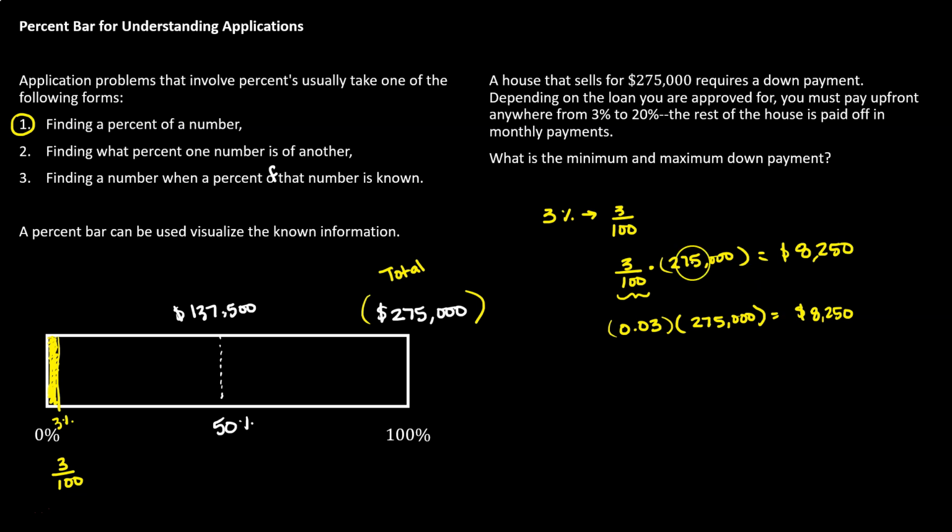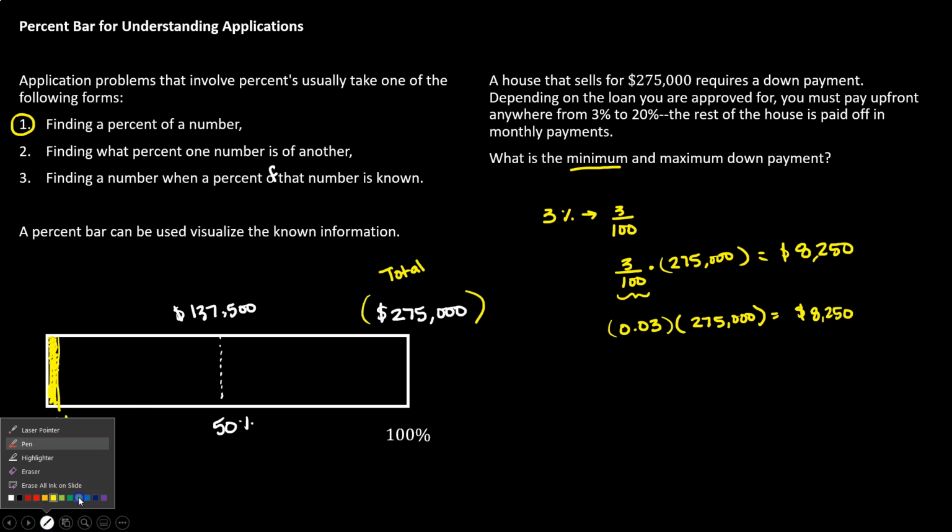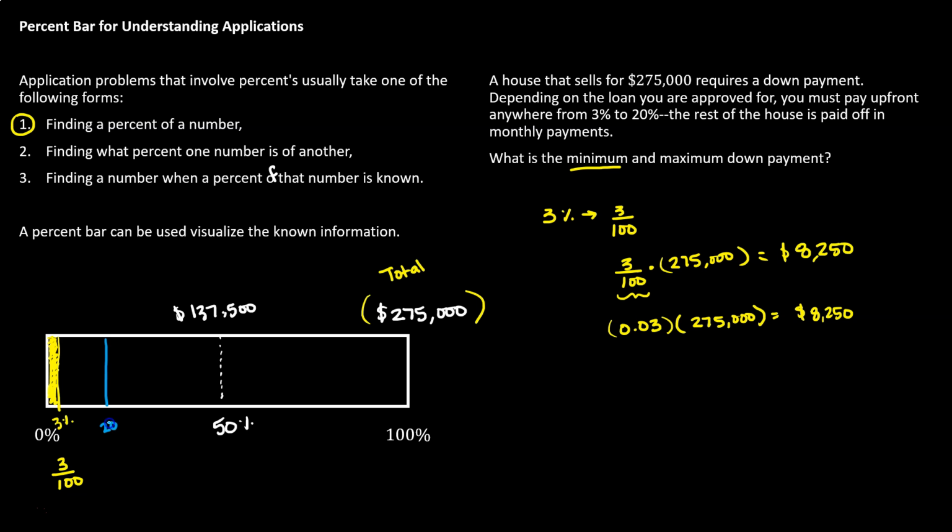So that's the minimum that we would have to put down on this house. Of course, we can put more down so that our loan is smaller. So maybe instead of 3%, we want to look at the 20%. So 20% would be somewhere here.